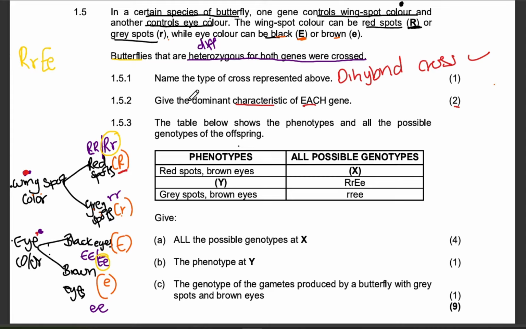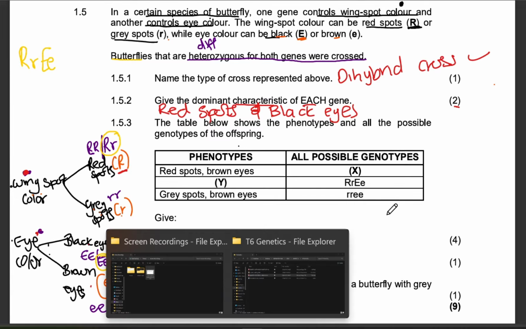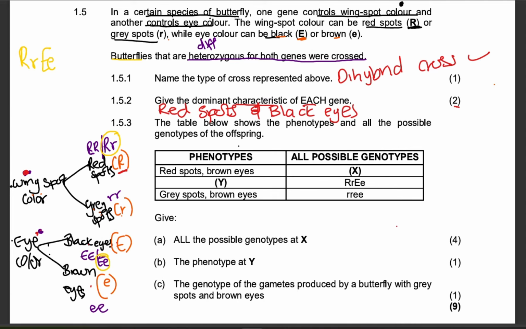that are dominant. And the second gene is eye color. Which one is dominant? Is it black or brown? It is black. So black eyes. Please take note of this. You cannot say red and black. Red what? And black what, actually? So it's the red spots and the black eyes. So 1 mark, 1 mark.